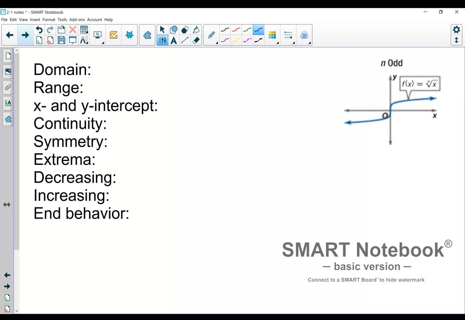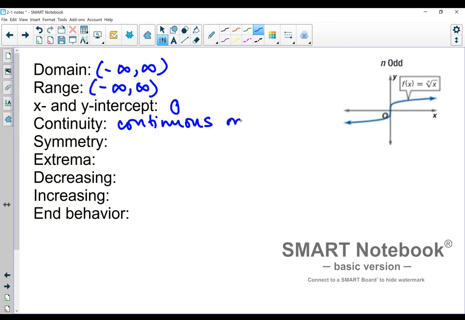So when I have an odd root, now I can have those negative answers. So my graph stretches across the page. My domain is now from negative infinity to infinity. My range is from negative infinity to infinity. And my x and y-intercept are 0. And I am continuous on my entire domain. I'm continuous on negative infinity to infinity. So I'm giving my beginning and my end x values where I'm continuous.